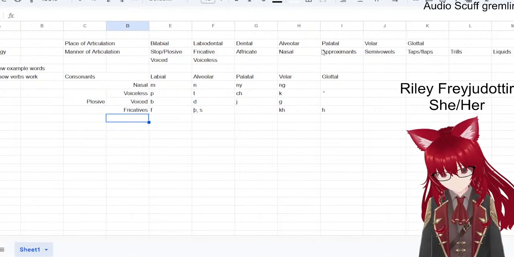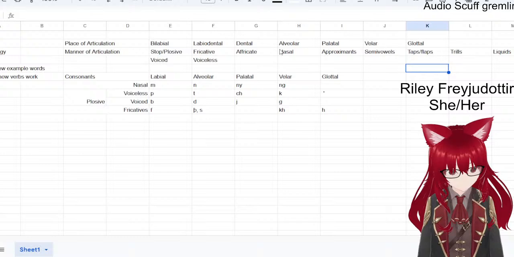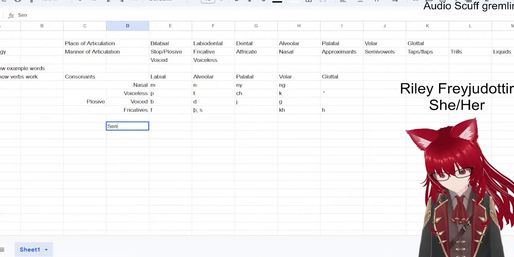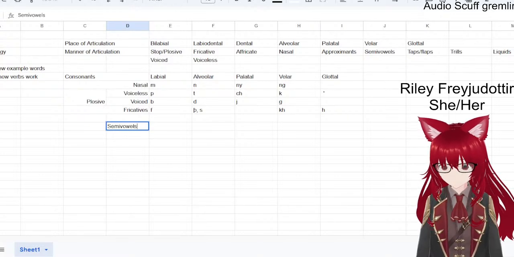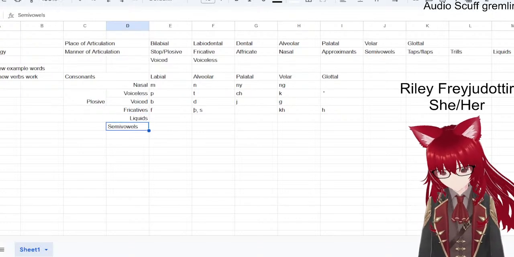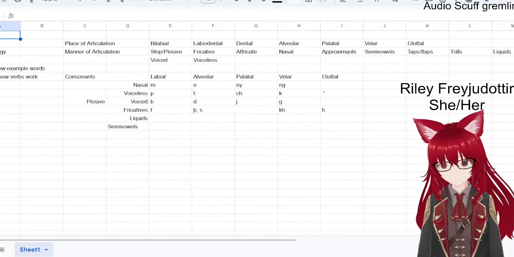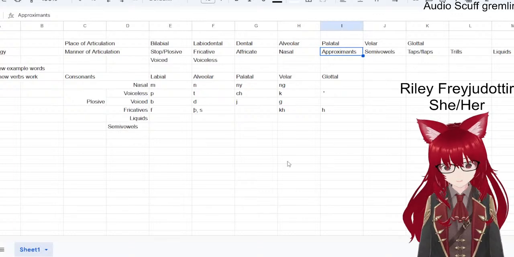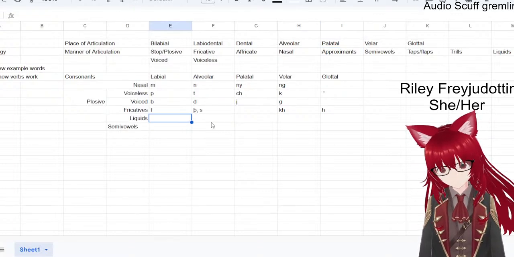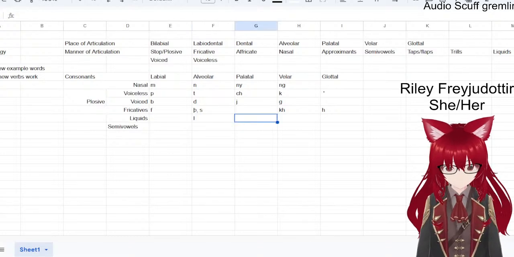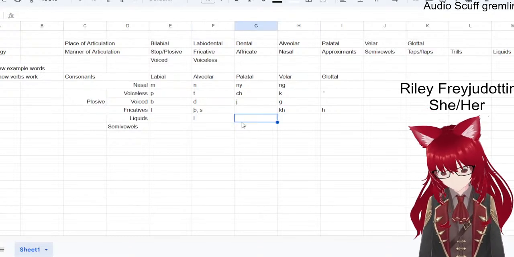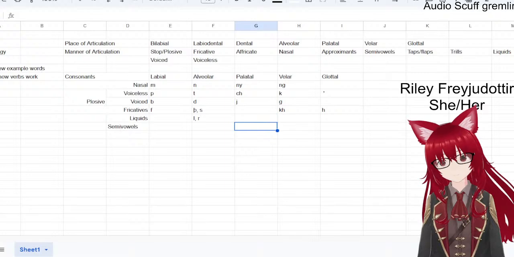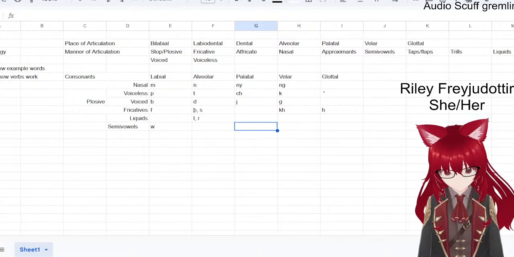Let's see. Okay, so the rest. Liquids can also sometimes include the taps and flaps and approximants and whatnot. So we're going to have an L sound. We're also going to have our R sound.